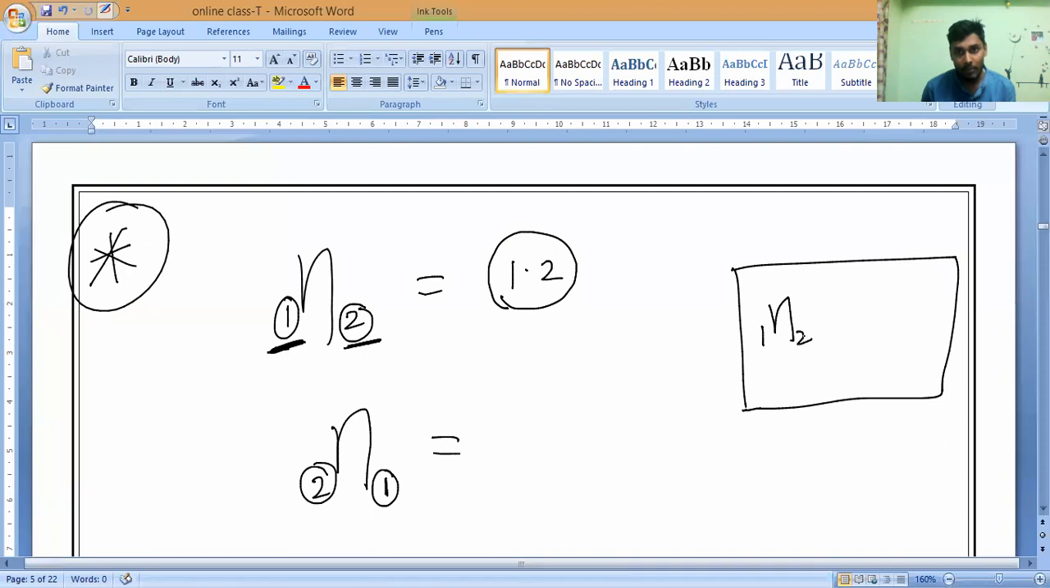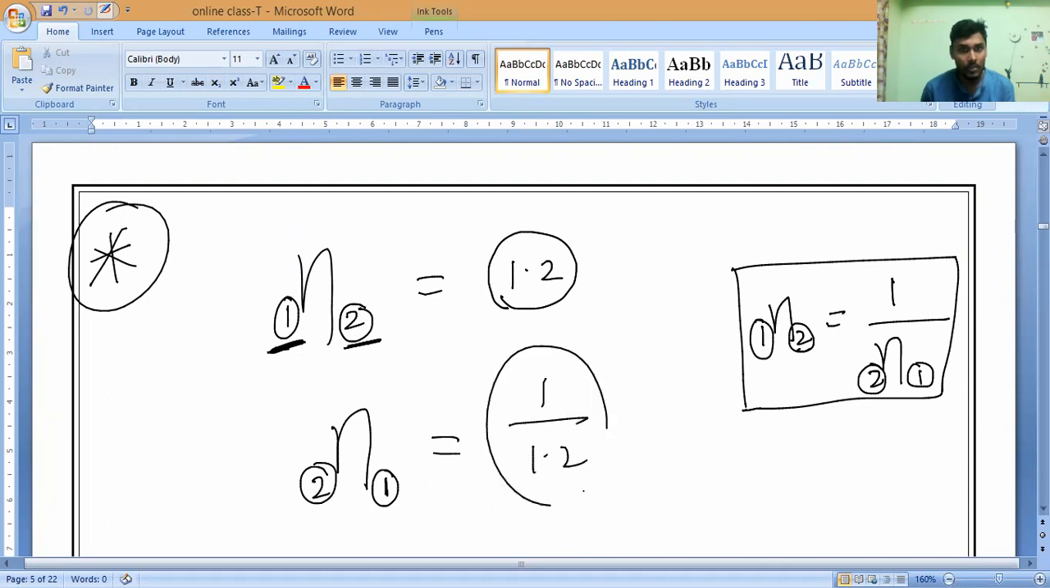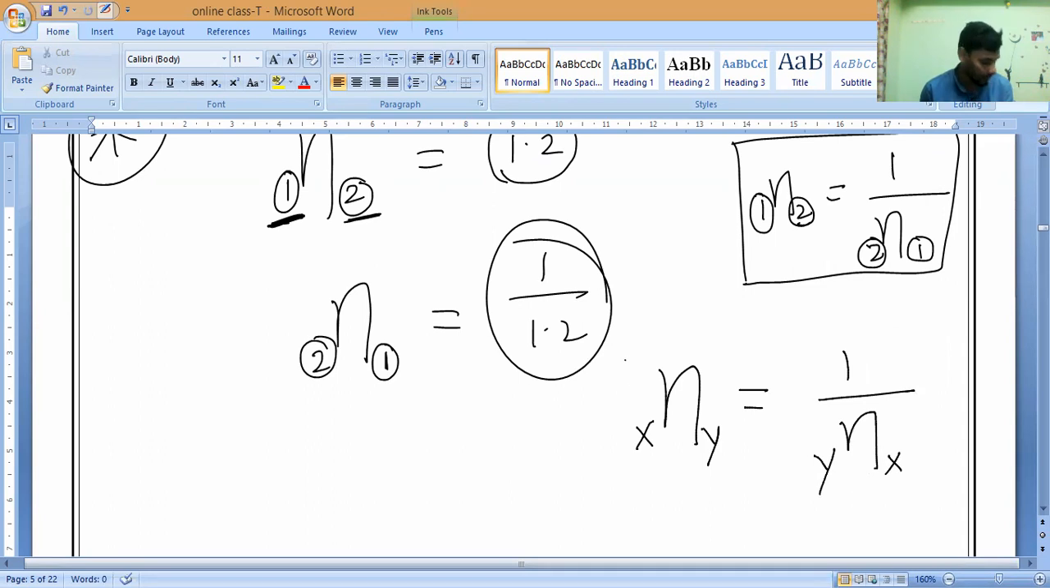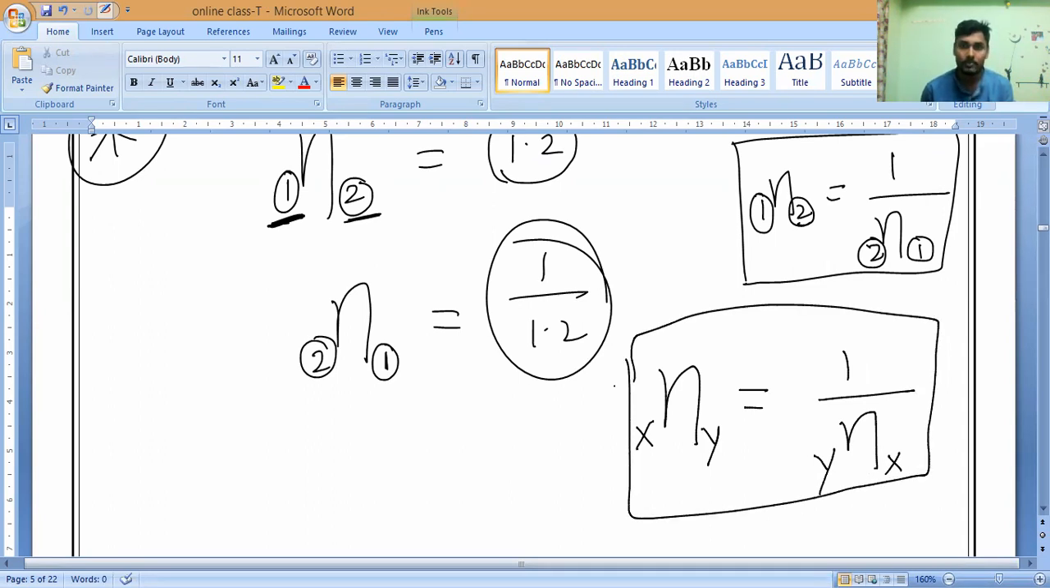The refractive index of medium 1 with respect to medium 2 is always inversely proportional to the refractive index of medium 2 with respect to medium 1. So 1 by 1.2 is the answer. It's the reciprocal. So always remember, the refractive index of x with respect to y is inversely proportional to the refractive index of y with respect to x. Are you clear, guys? Any doubt, you can ask me.